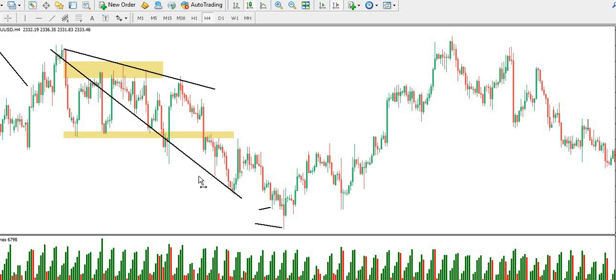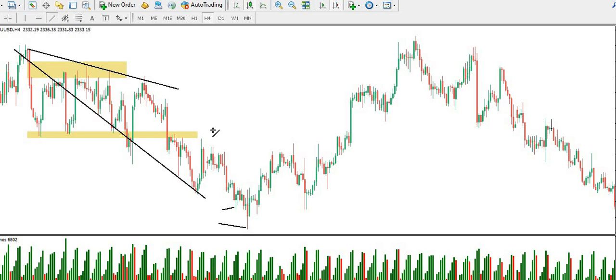this was the head of the pattern, and this was the second shoulder, which completes the reversal pattern. So after this, what happened? The market made the first wave, which is wave 1. Then the market made the second wave, which is wave 2.